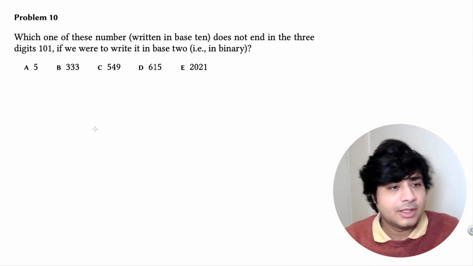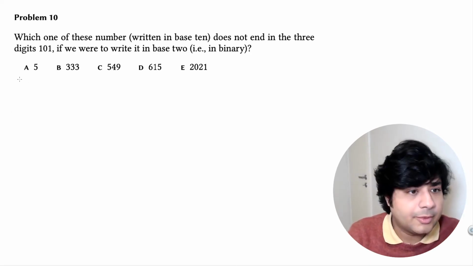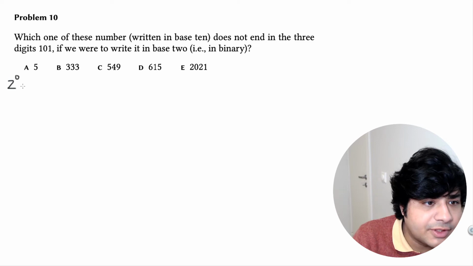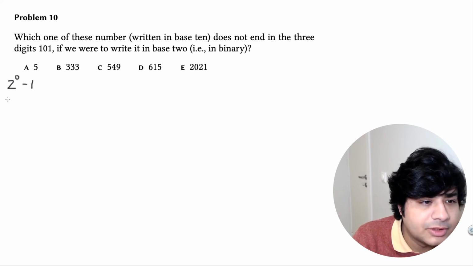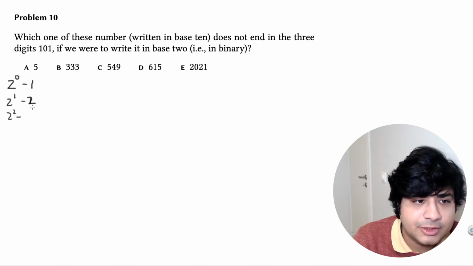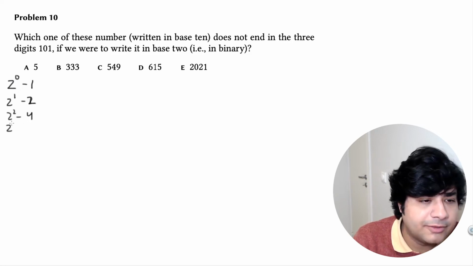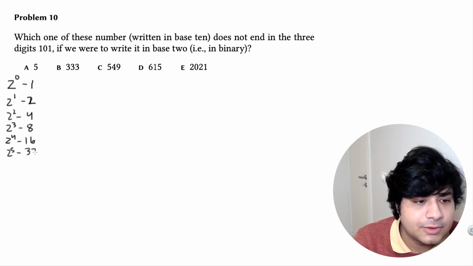There we go. So we want 2 to the power of 0, which is 1. 2 to the power of 1, which is 2. Oh, sorry, what am I talking about? 2 to the power of 2 is 4. 2 to the power of 3, that's 8. 2 to the power of 4, that's 16. 2 to the power of 5, that's 32. 2 to the power of 6, that's 64.